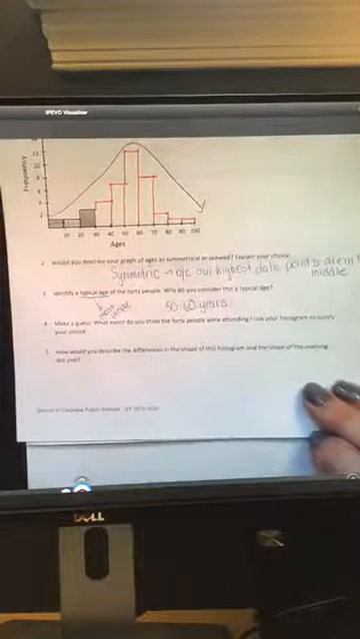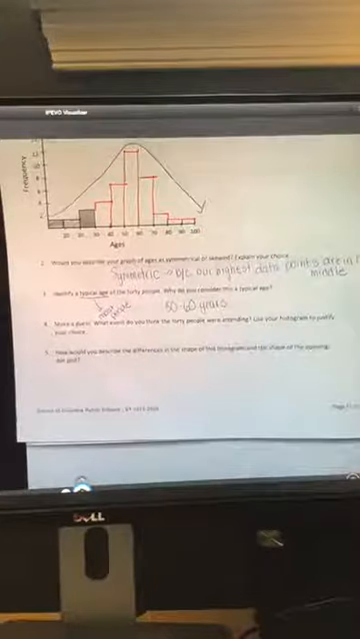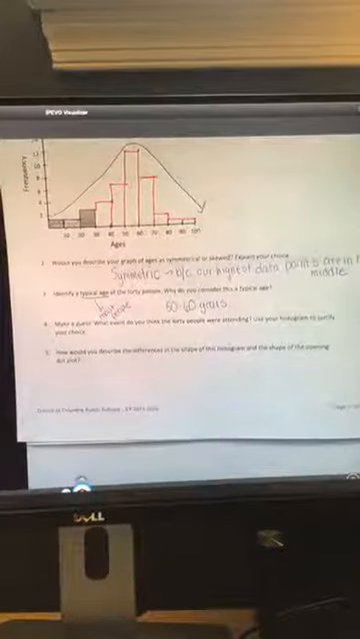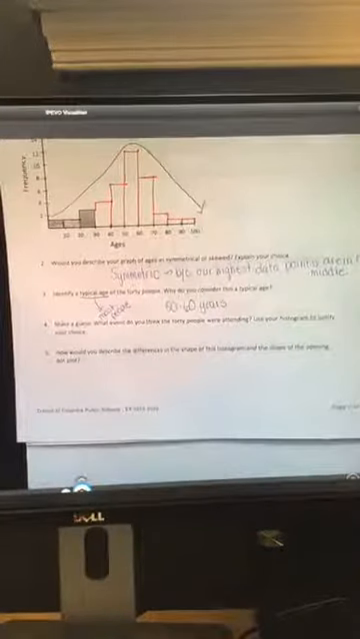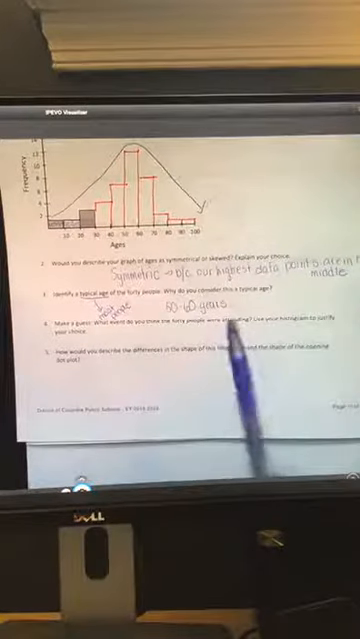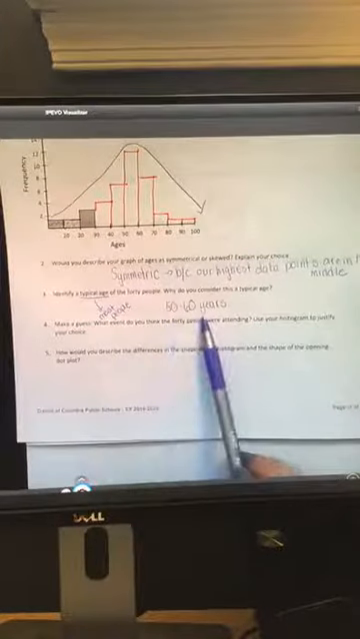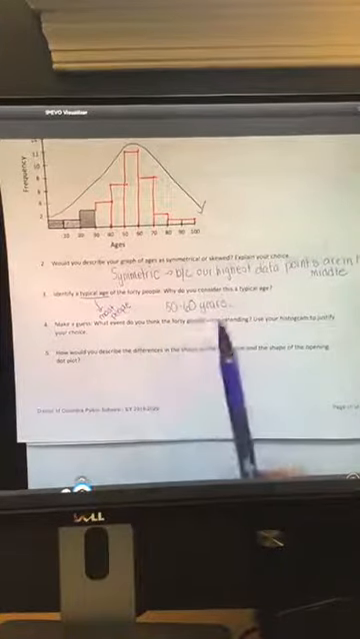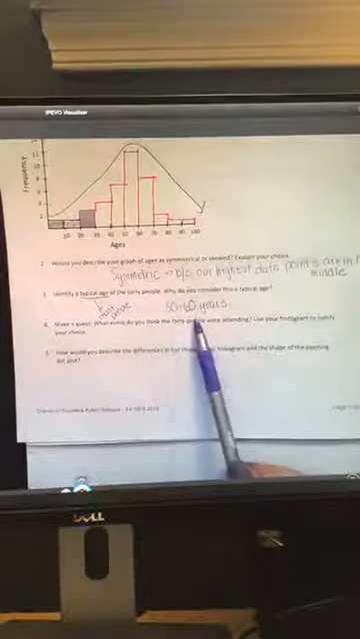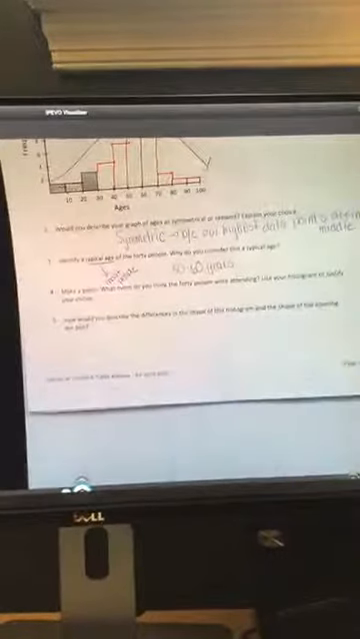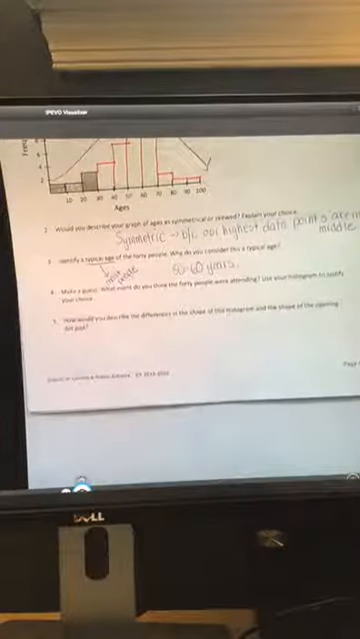So make a guess. What event do you think the 40 people were attending? Use your histogram to justify your choice. So there is no right or wrong answer to this, okay? All it's asking us to think of is an event where most of the people there would be 50 to 60 years old. Can you guys think of an event where most of the people there would be 50 to 60 years old? What's something you do as you get older?